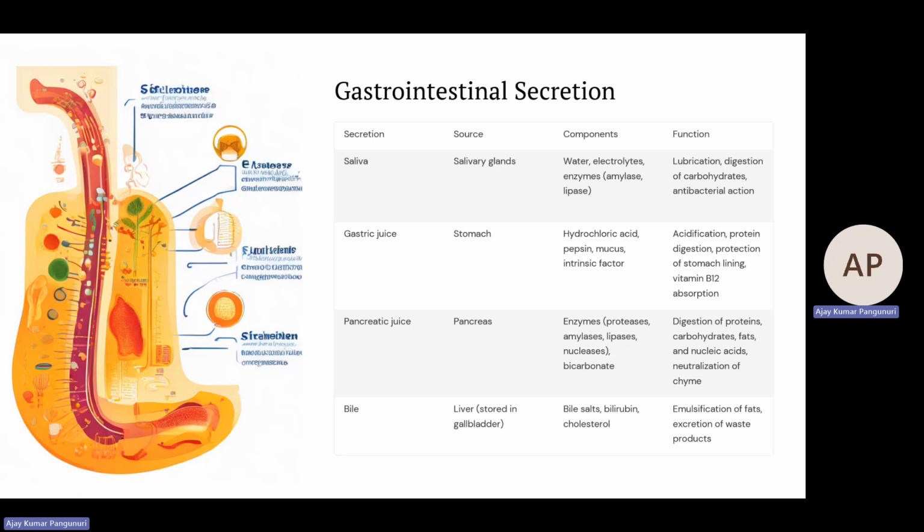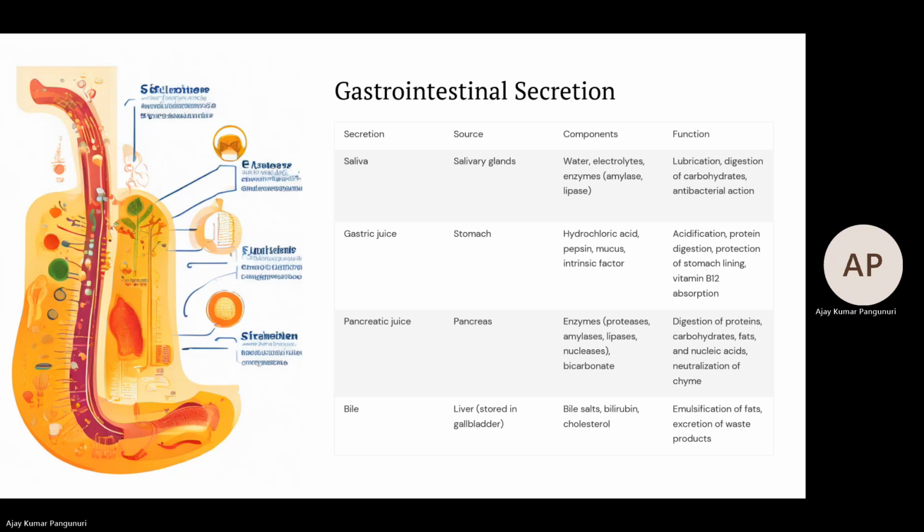Gastric juice is secreted from the stomach. Components include pepsin, mucus, and intrinsic factor. It helps in acidification, protein digestion, protection of the stomach lining, and vitamin B12 absorption.